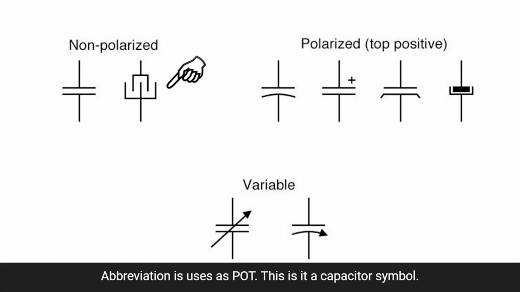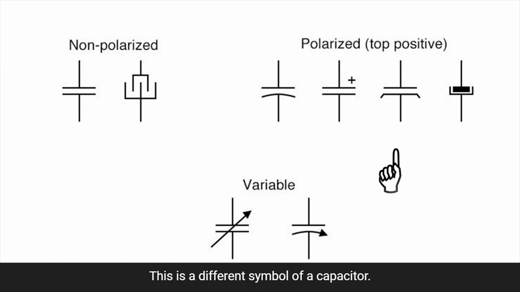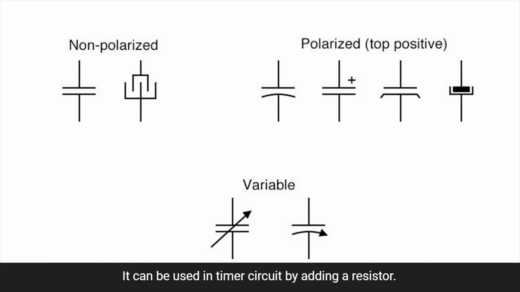This is a capacitor symbol. A capacitor is a device that is used to store electrical energy. It consists of 2 metal plates that are separated by a dielectric. It is applicable as a filter, that is, to block DC signals and allow AC signals. The abbreviation is C.